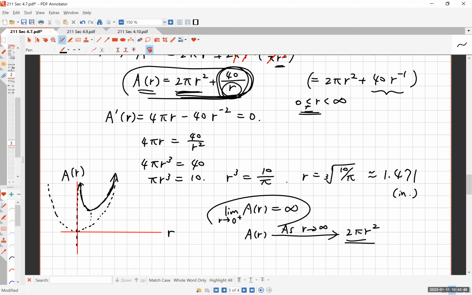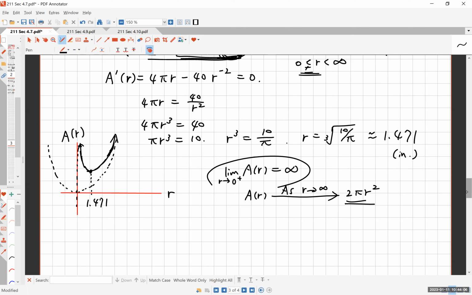Okay, there has to be a minimum point, and we have identified this minimum point to be where r is about 1.47 inches. So from the shape of the graph and from what we know about asymptotes and limits, we know that this must be a minimum point.